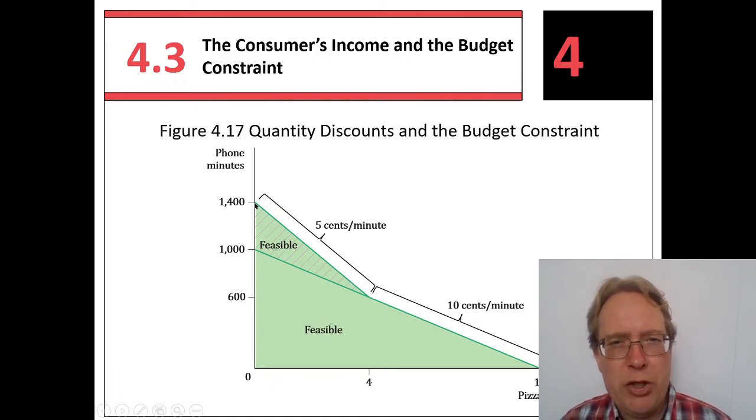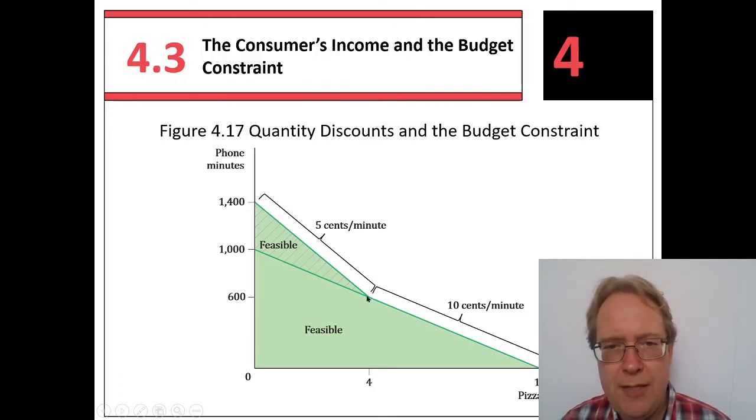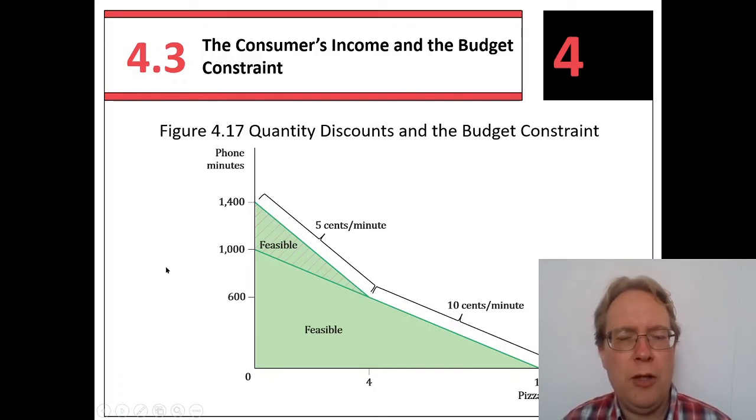So what does my budget line look like in this case? Well, that's this kinked thing here, right? Below 600, this is my budget line. Above 600 is going to be like this. So these are my feasible consumption bundles.